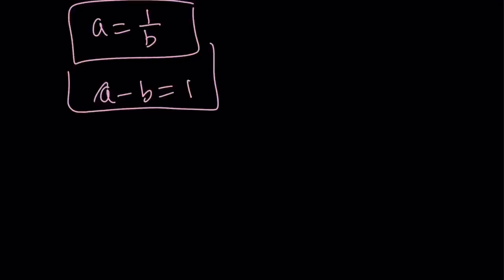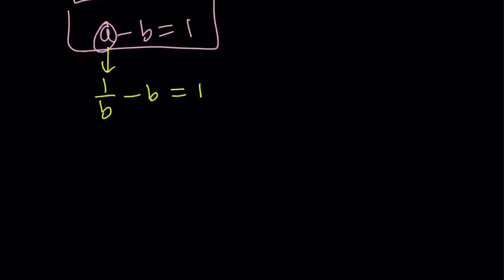I'm going to replace a with 1 over b here, and that's going to give me 1 over b minus b is equal to 1. By the way, a and b are not interchangeable because their difference is 1, so you can't really interchange them. We're going to find the b values from here anyways. So let's go ahead and multiply both sides by b.